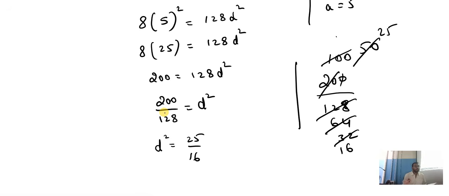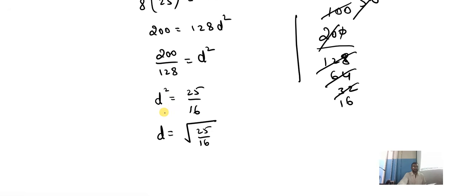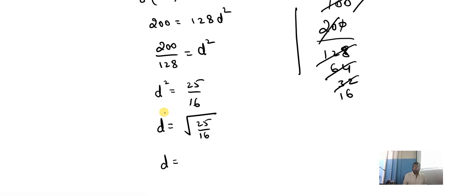Don't divide, keep it as it is. D is equals to square root of 25 by 16. What is square root of 25? 5. Isn't it? Root 16 is 4. The value of D is 5 by 4. Is it correct?